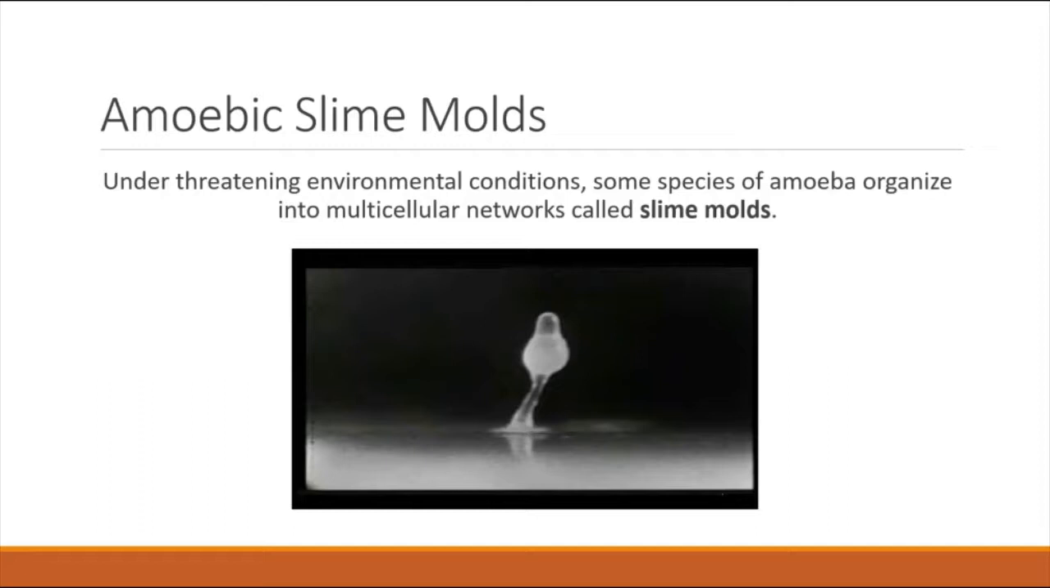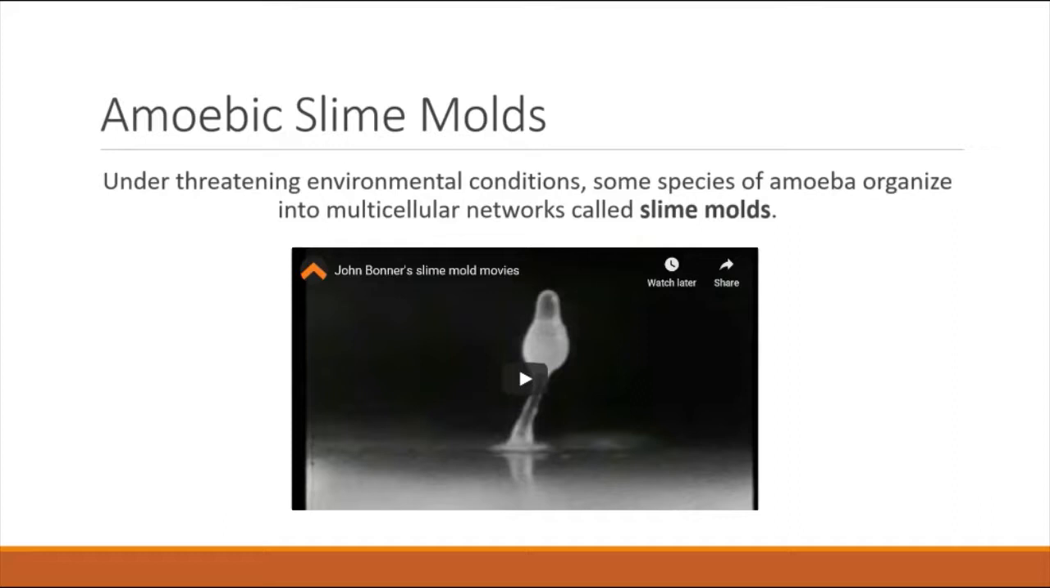Some types of amoebas actually give us clues as to how the multicellular forms of life could have evolved. These types of amoebas are called amoebic slime molds. We learned that protists are single-celled organisms, made of a single eukaryotic cell. But amoebic slime molds are actually capable of organizing into a multicellular form when they are presented with threatening environmental conditions. So we're going to watch a quick video to see how this happens.